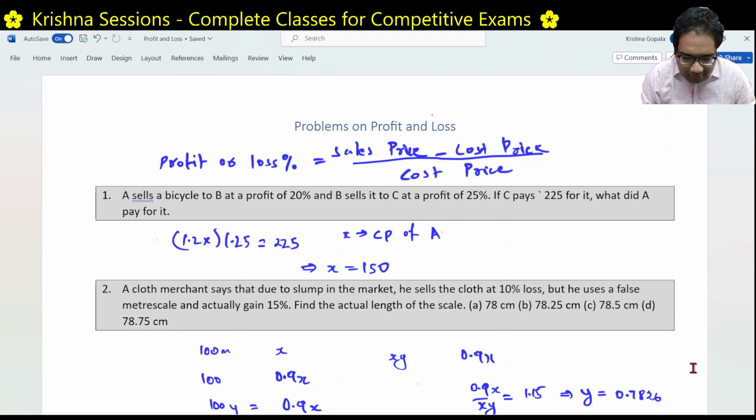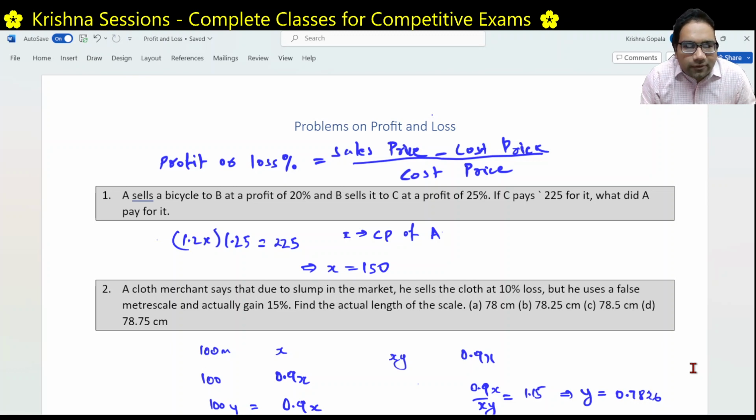Let's say I am buying some goods at a certain amount. Let's say I'm buying some book at 100 rupees and I am selling it for 120 rupees. My cost price is 100. My selling price is 120 rupees. Right. Here I am making 20 rupees profit.